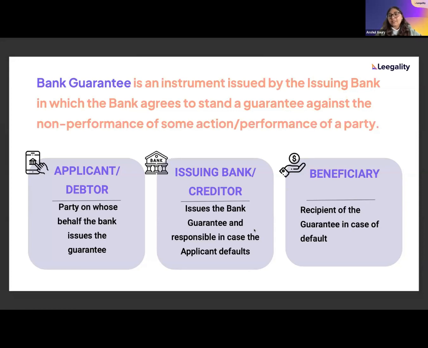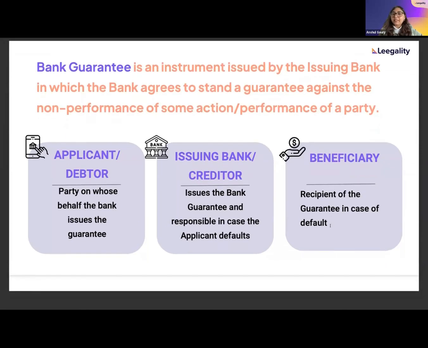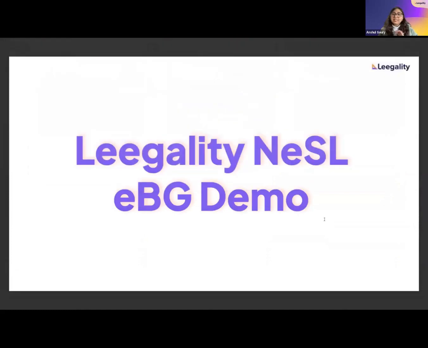In a bank guarantee, there are typically three types of participants. First is an applicant. The applicant is the party on whose behalf the bank is issuing the bank guarantee. Second is the issuing bank or creditor. They issue the bank guarantee to the beneficiary and they are responsible in cases where the applicant defaults or there's non-performance. Then the third one is the beneficiary. The beneficiary is the recipient of bank guarantees and they are the one who gets benefited in case of non-performance.